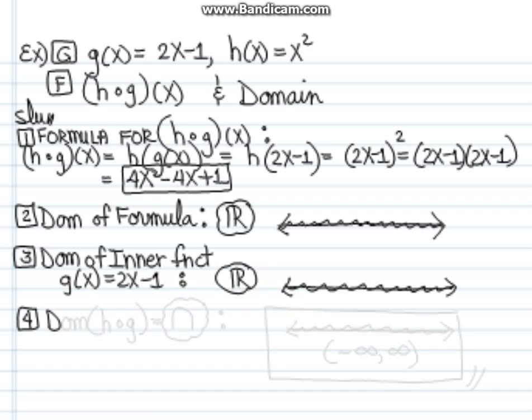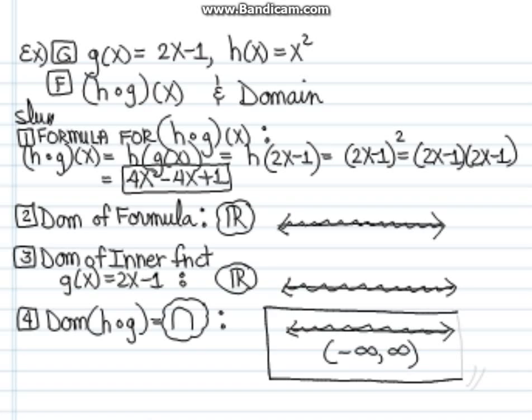And then the domain of the composition, h composite g, is equal to the intersection of the domain of the formula and the domain of the inner function. So that means it's all real numbers. Everything that simultaneously appears in both sets is in the intersection. So it's everything from negative infinity to positive infinity.